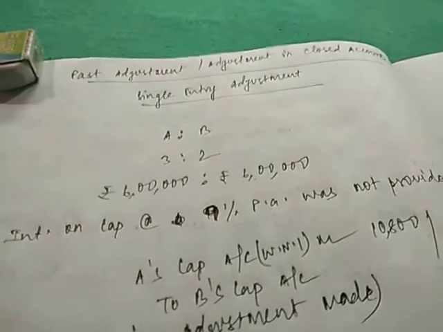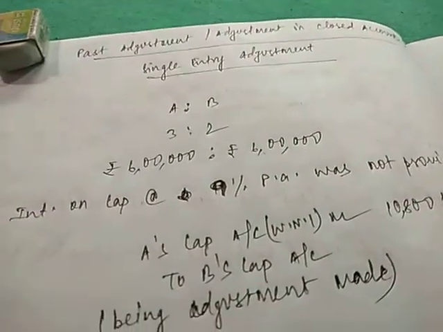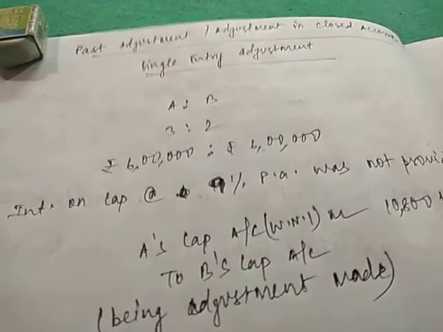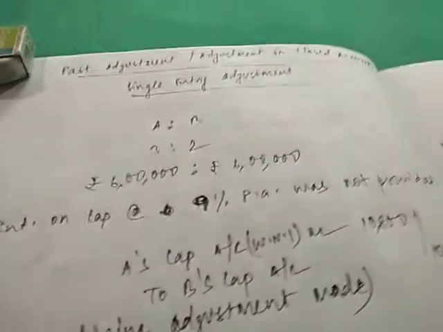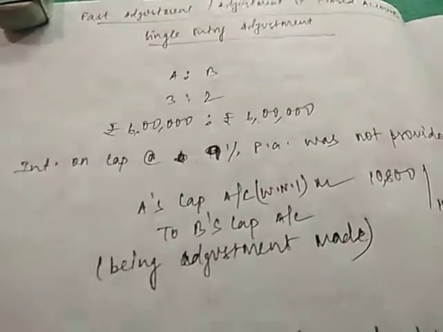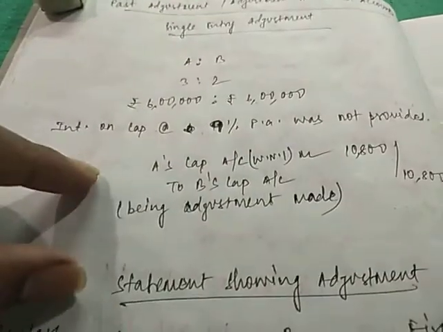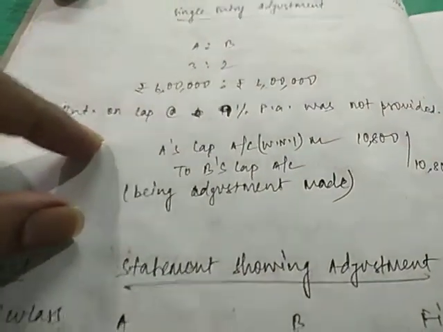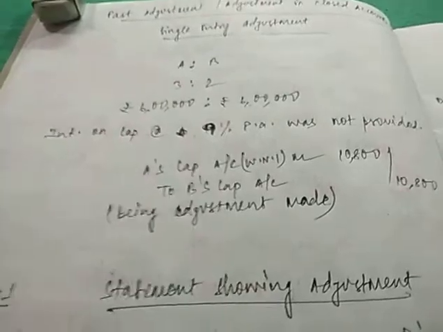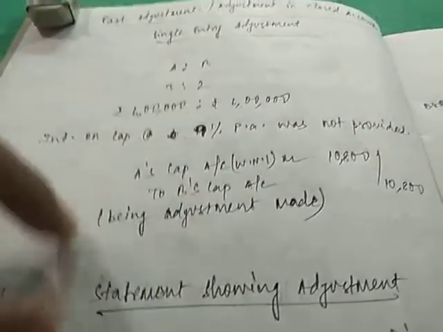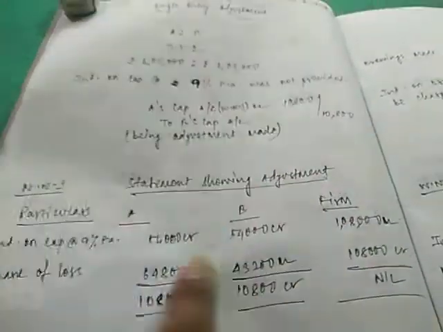A and B are partners having a 3:2 profit sharing ratio. Their capitals are 6 lakh each, and interest on capital at the rate of 9% per annum was to be provided, but they forgot to provide it. So what we need to do here is leave space for one journal entry. We'll make just one single journal entry. For that, please leave a bit of space, and then make working note 1, statement showing adjustment.